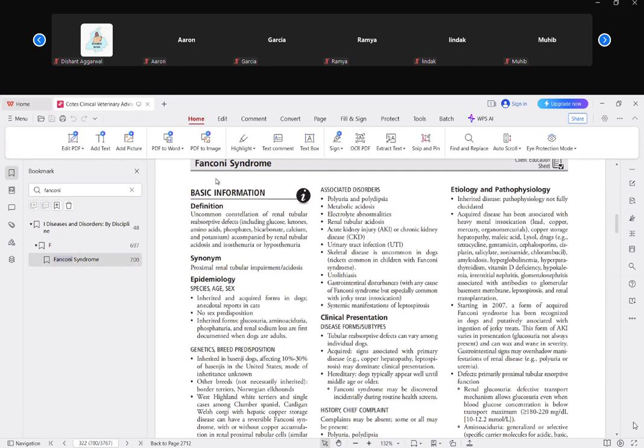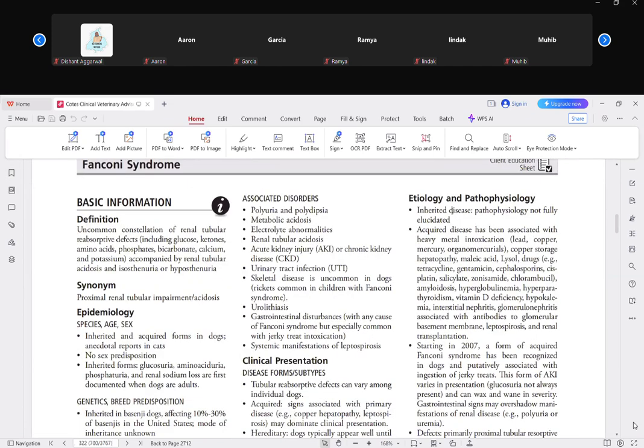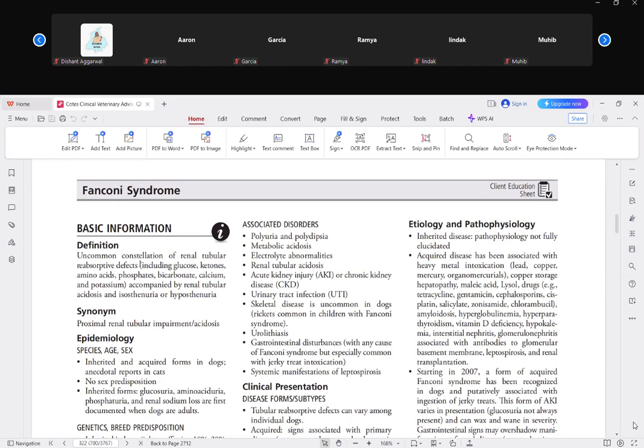Coming toward Fanconi syndrome, just remember this is just a reabsorptive defect. A renal tubular reabsorptive defect, okay? Just remember this. It is a renal tubular side effect, okay?